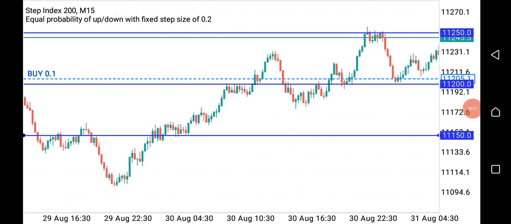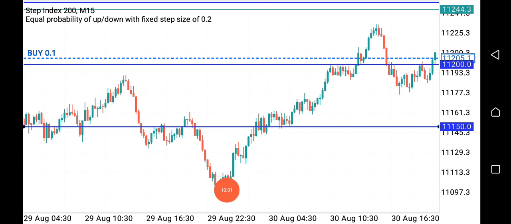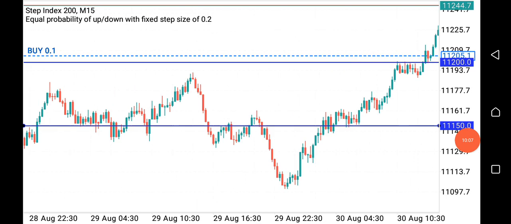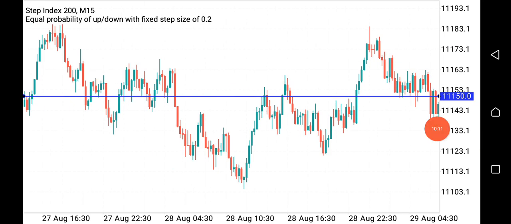Focus on the screen. Can you see this? It's more like a reversal, an inverse head and shoulders. This is the left shoulder, the head, the inverse head and shoulders. Then it broke above, and then the right shoulder formed, and it went up. Are you seeing this? See all this reaction.